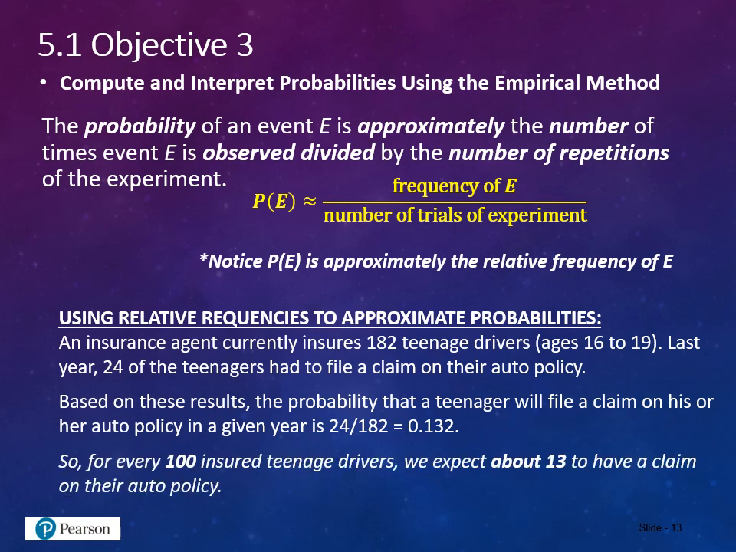So the way we would read this is for every 100 insured teenage drivers, we expect about 13. Why do we say about 13? Because it's an approximation. We expect about 13 to have a claim on their auto policy.